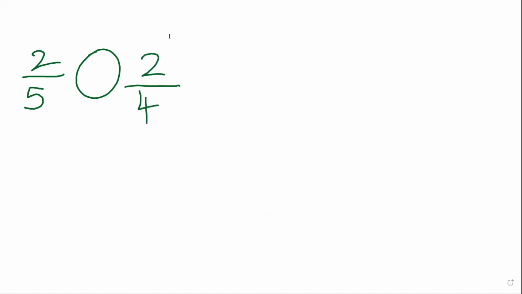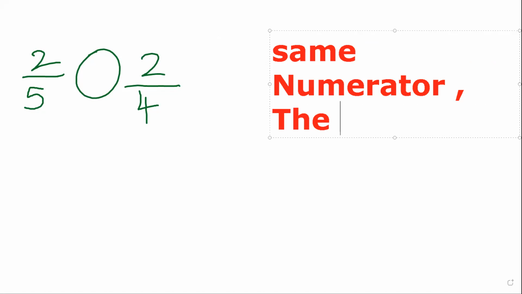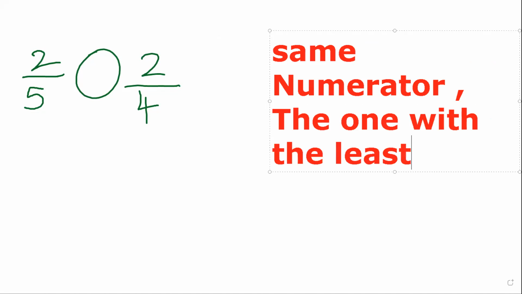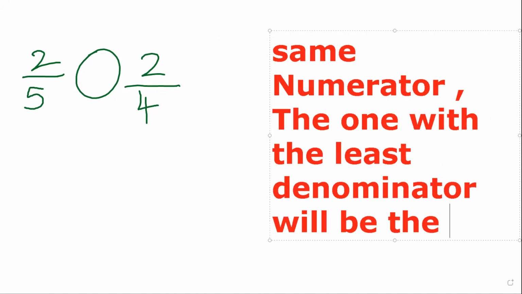Now what if we have 2/5 compared with 2/4? How can I compare between them? You have to know something. If we have the same numerator, the one with the least denominator will be the greatest.